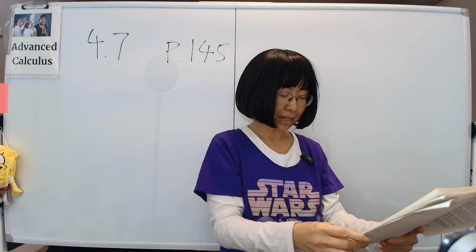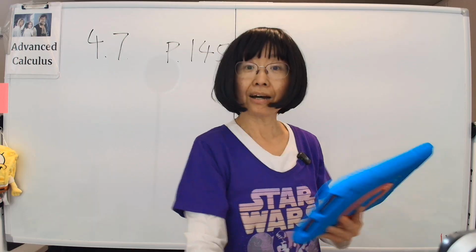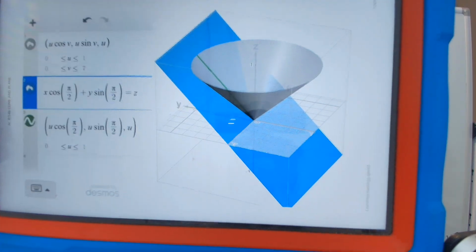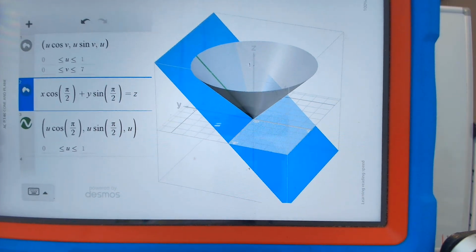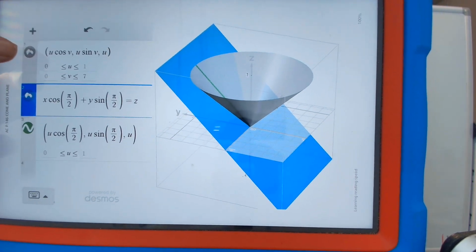All right, next let's look at section 7.1. Oh, I forgot to show you the tangent plane for the cone. As you can see here, that's the parametric equation of the cone.